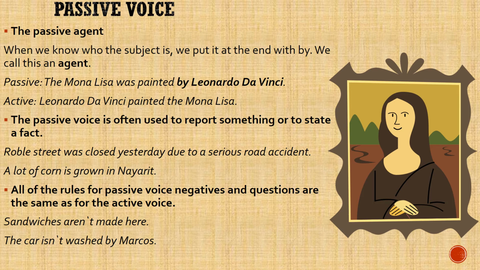The passive voice is often used to report something or to state a fact. Robles Street was closed yesterday due to a serious road accident. A lot of corn is grown in Nayarit. All of the rules for passive voice, negative and question are the same as the active voice. Sandwiches aren't made here. The car isn't washed by Marcos.